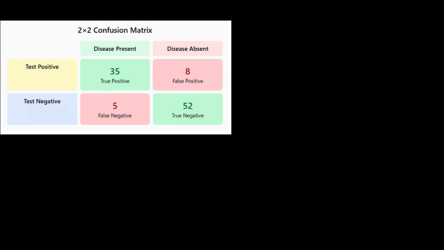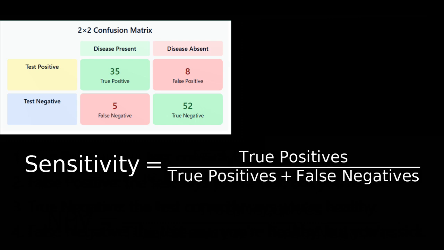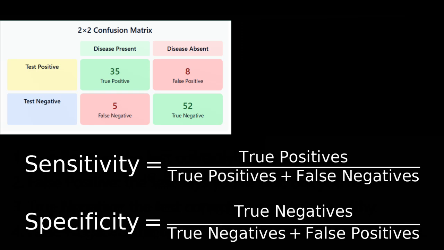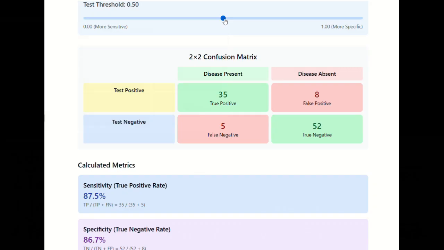Now let's talk about sensitivity and specificity, which are slightly different. Sensitivity is the proportion of people with the disease who are correctly identified by the test. Specificity is the proportion of people without the disease who are correctly identified as negative. Here's the catch. There's a trade-off between sensitivity and specificity. By changing the test's cutoff value, the threshold for deciding what's positive, we can adjust how sensitive or specific it is. Lowering the threshold usually increases sensitivity but reduces specificity. Raising it does the opposite.